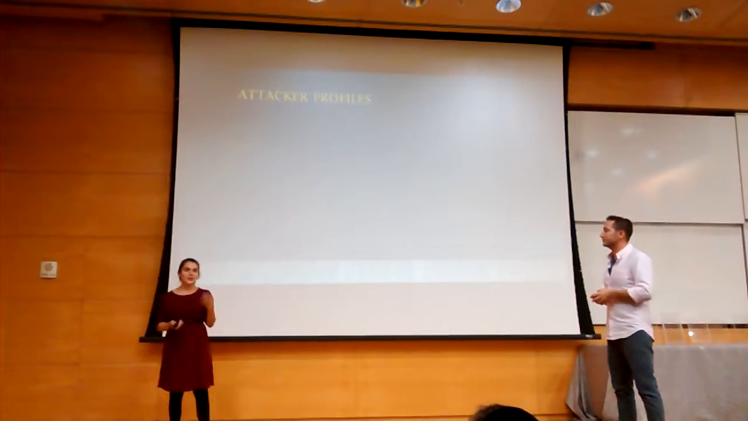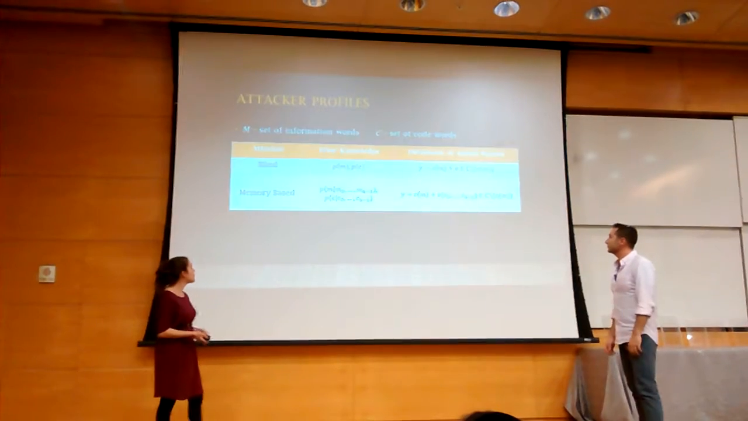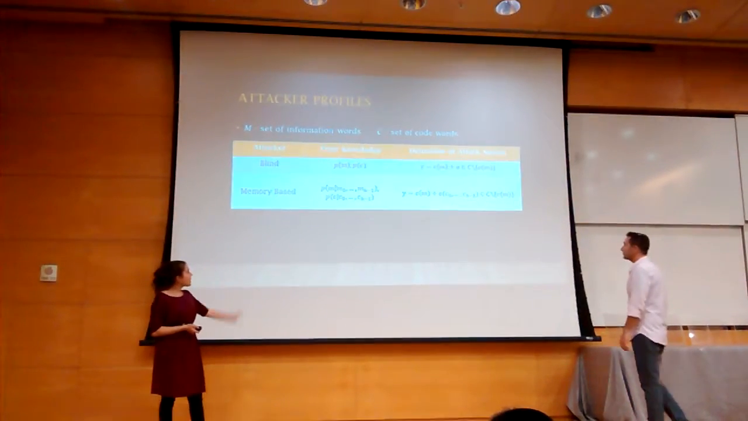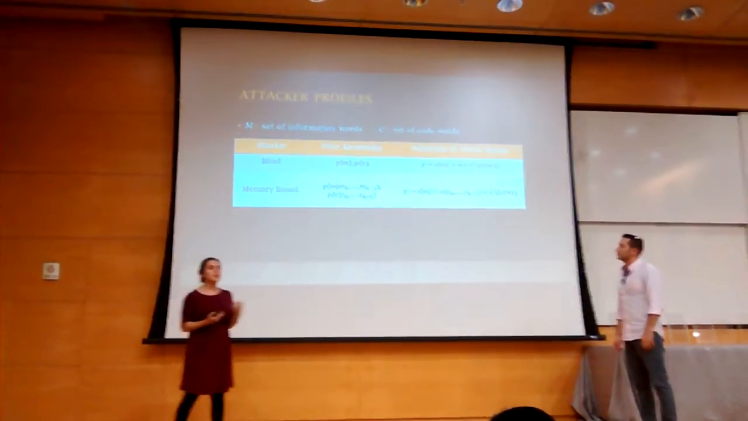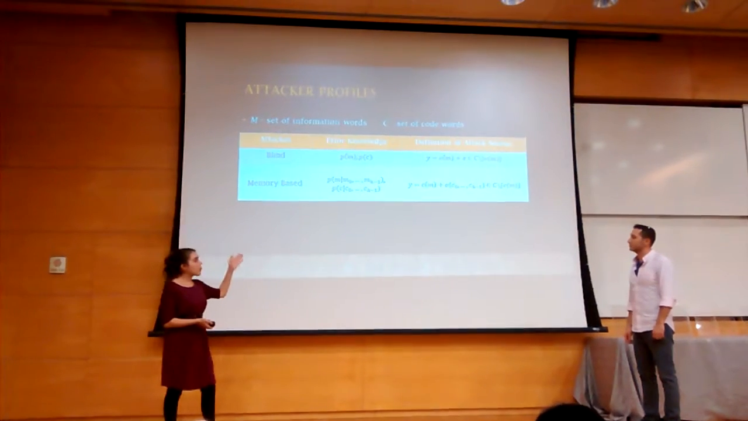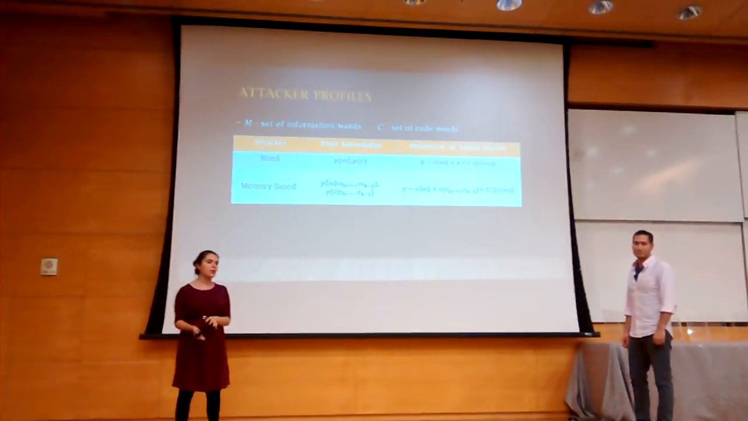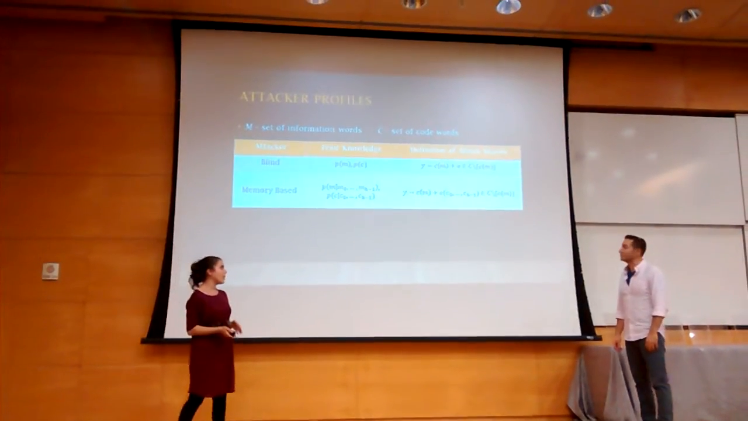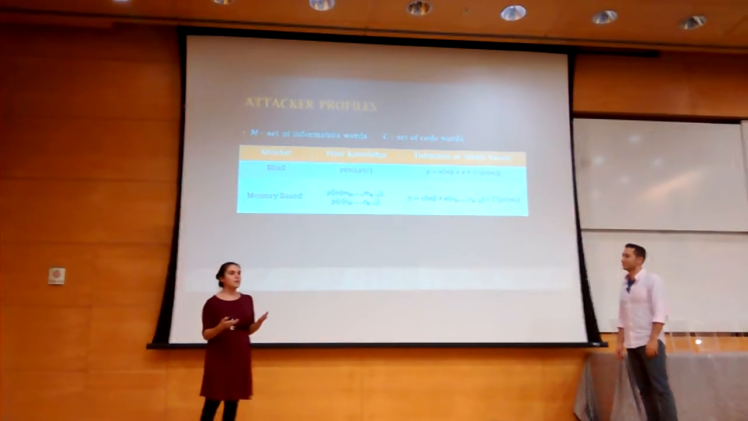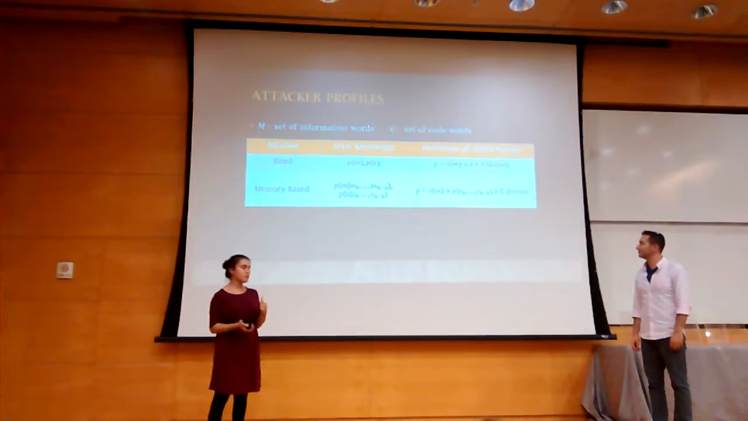Before we continue, we had to define the type of attackers that were going to be attacking our system. So we defined two main attackers, a blind attacker and a memory attacker. Given a set of information words and a set of code words, the blind attacker has prior knowledge of the probabilities of each information word and each code word. His goal is to try to change the code word using an error such that it will be mapped to another code word that does not correspond to the original symbol.